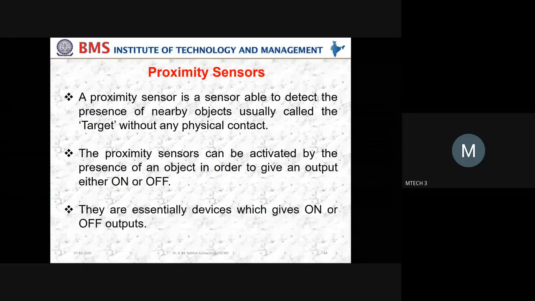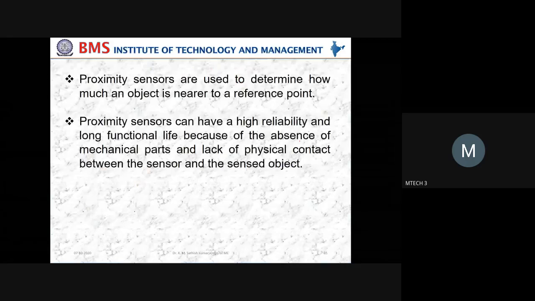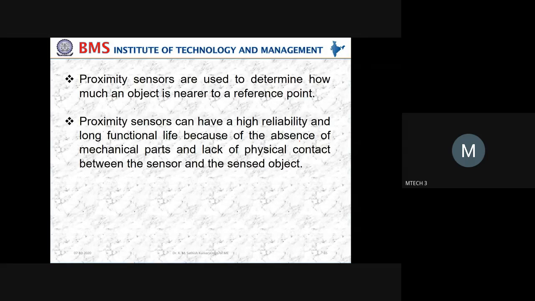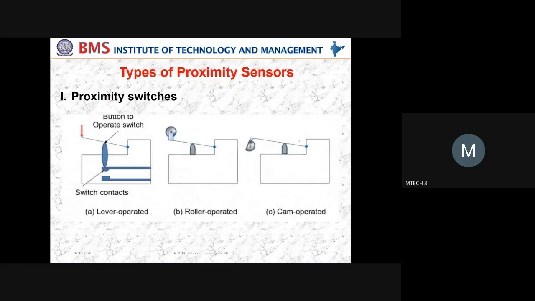Now, with this example we can consider that it's also used for the presence or absence of the object. It is also used to determine the closeness of the object to the reference point. Now we'll understand the different types of proximity sensors. There are different types of proximity sensors, and one by one we'll discuss them.